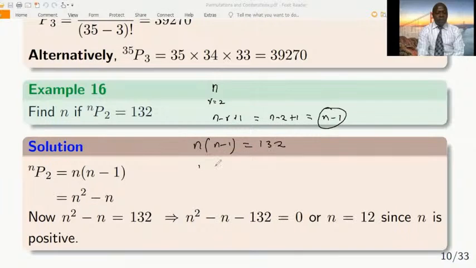So this would be n squared minus n minus 132 equals 0. And when you factorize this, you'll find that n will be 12 or negative 11. But n is a positive number, and that is why I settled on 12 and not negative 11. N is positive, because we are talking of permutation of n objects taken 2 at a time. So 12 objects taken 2 at a time.